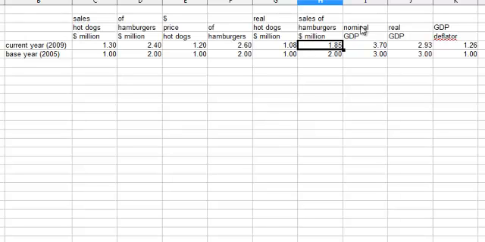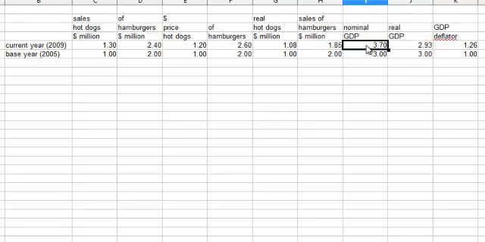Now, in this column, we can add up nominal GDP. That's the sale in current dollars. So that's adding up the 1.3 plus the 2.4 million to get 3.7 million. For the real GDP, we add up the two real numbers. So real hot dog sales were $1.08, real hamburger sales $1.85, real GDP is $2.93 million. So it's in the same dimension as the nominal GDP. So we have nominal GDP was 3.70 million, real GDP is 2.93 million.